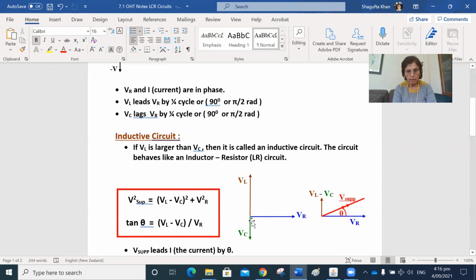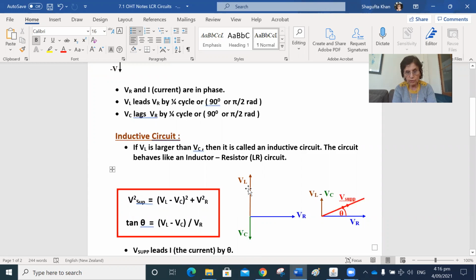So this is VL, VR, and VC. Conventionally, VR is always drawn here, and these phasors show the value at different times in a circuit, and the phasors move in an anti-clockwise direction. So again, from here, we can see that the voltage across the inductor and the voltage across the resistor have opposite phase.